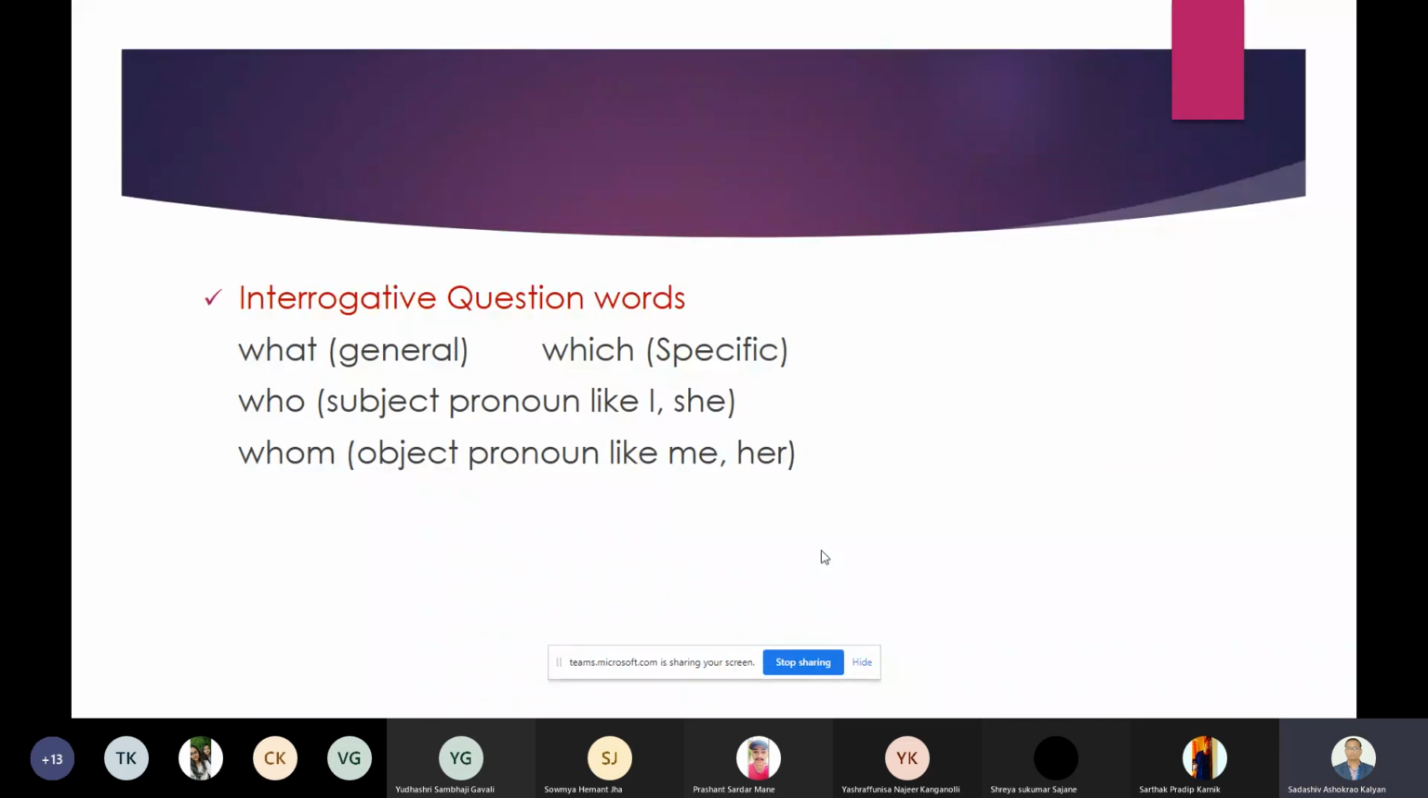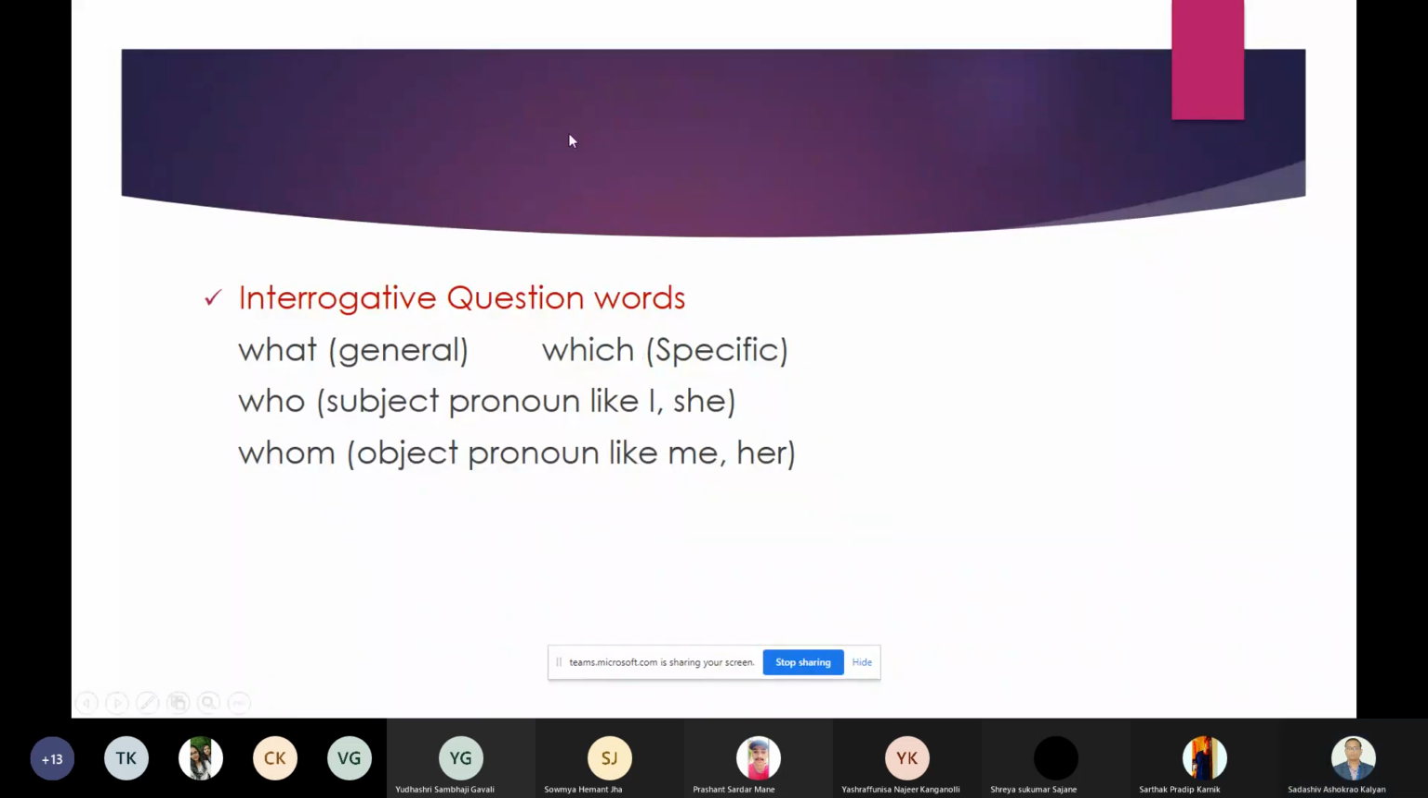Whenever we use the word who, it is used as the subject pronoun. Who is your favorite teacher? Whenever we use the word whom, it tells us the object pronoun, like me and her.